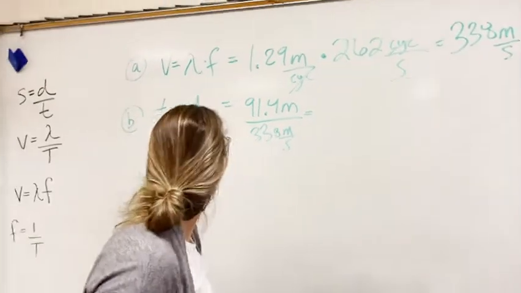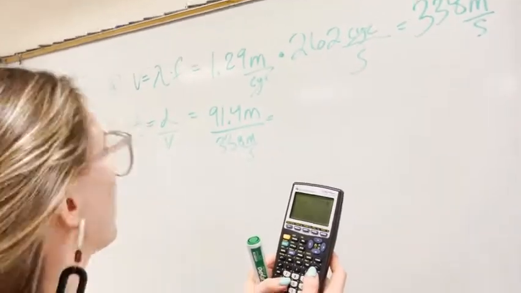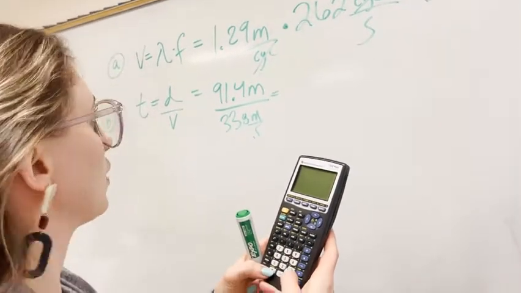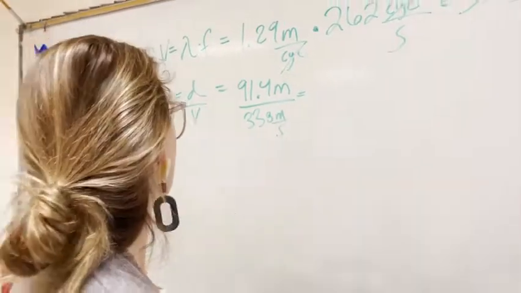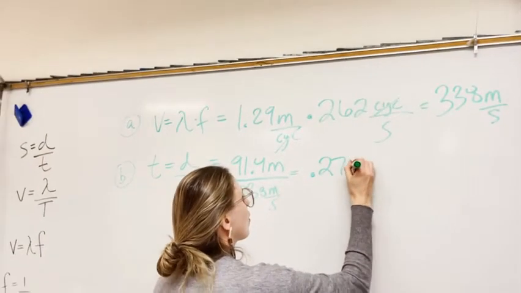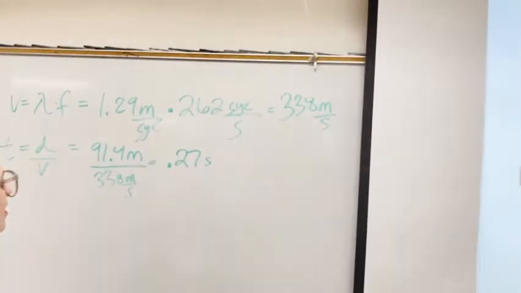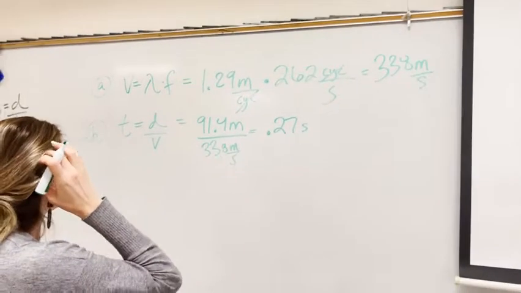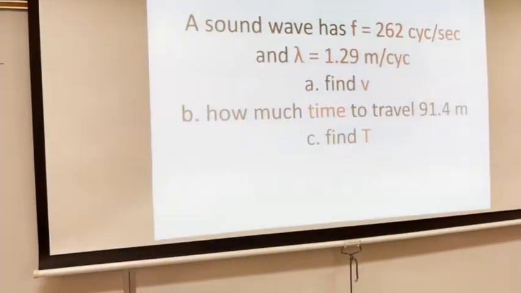Okay. So 91.4 divided by 338, and I get 0.27 seconds. Bada boom. That's pretty fast. Well, 338 meters per second is really fast. Okay, and then lastly, find the period.